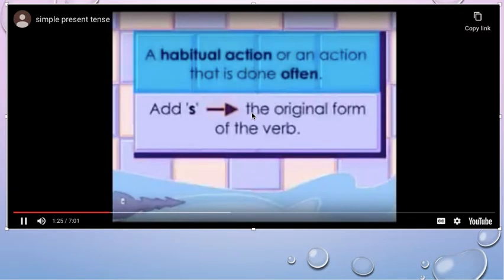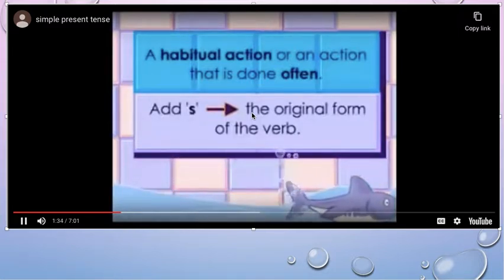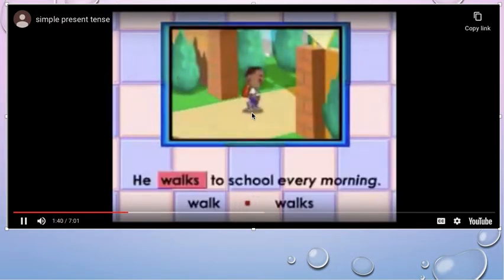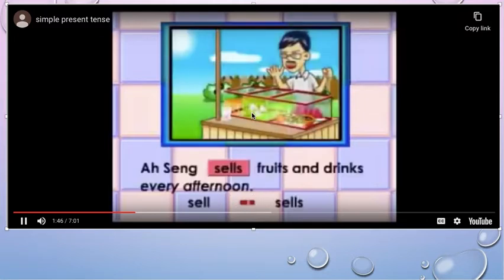We add s to the original form of the verb when the verb is a habitual action or an action that is done often. Let's look at the examples. He walks to school every morning. Walk, walks. Asing sells fruits and drinks every afternoon. Sell, sells.